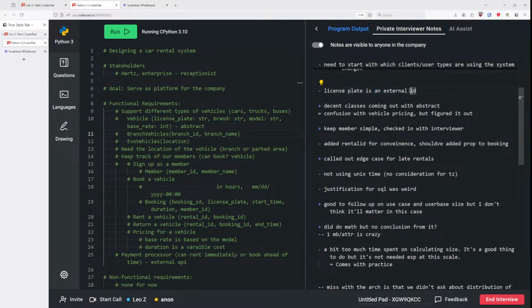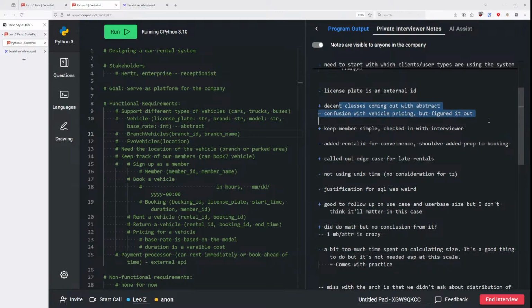One nit here: don't use license plates as IDs. This is a general point, which is you want your IDs to be controlled by you. You don't want anybody else to control the IDs. You can have the license plate as an external identifier, but for your database, like your primary key, you want to make sure that is always controlled by you. We didn't get into that, but just keep that in mind. That's going to be a red flag.